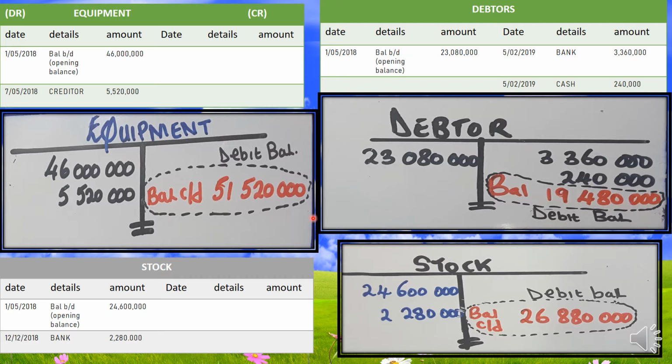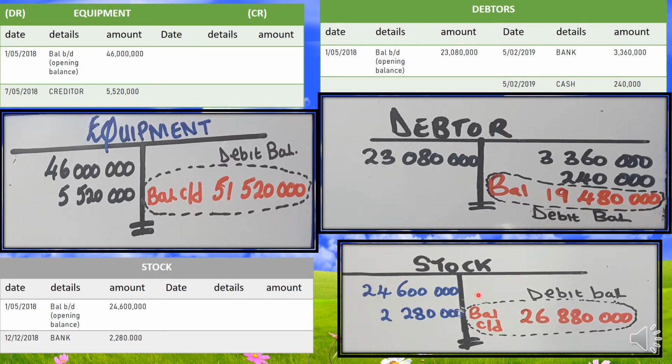So you find that we need 23 here. We have 23,080,000, which is supposed also to be on this other side, 23,080,000. So we look for the balancing figure.